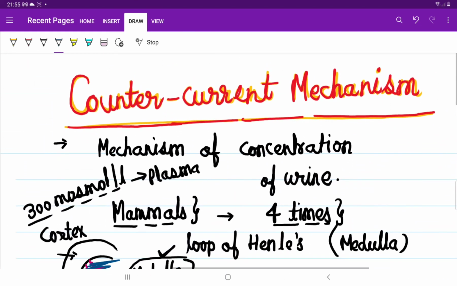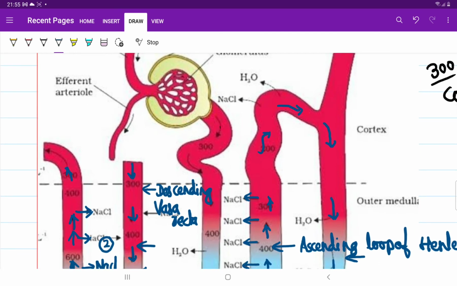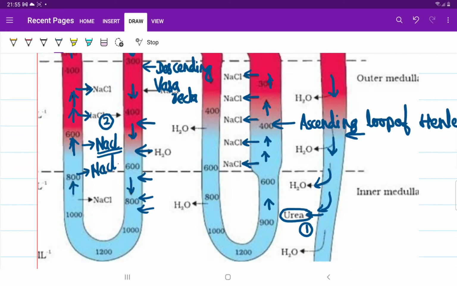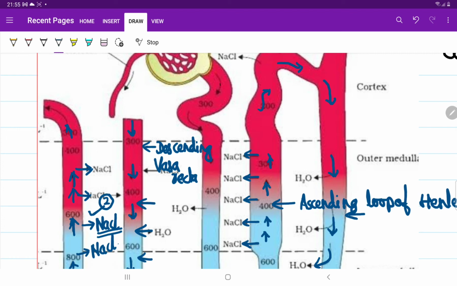Any questions? If you have, please ask. Now, how can a question be asked in the exam? What are the solutes that maintain high osmolarity in this region? The first one is NaCl and the second one is urea. Ascending limb or descending limb of the loop of Henle, which one absorbs NaCl? It is the ascending loop of Henle. And who can absorb water? It is the descending loop of Henle. In which part of the nephron will absorption be minimum? It is the ascending loop of Henle.